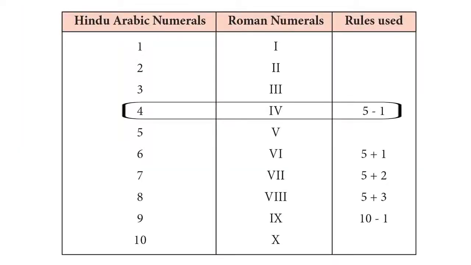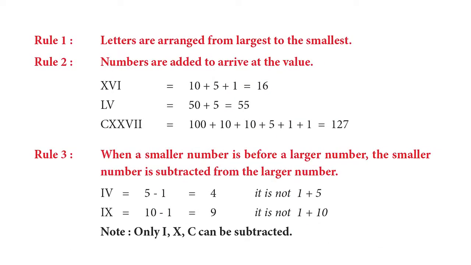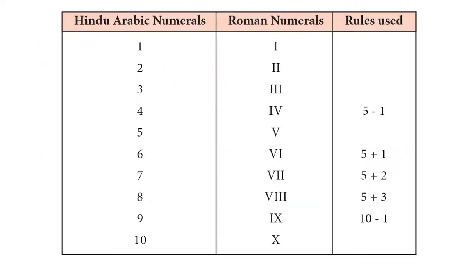1 and 5, the symbol V, which stands for 5. So now we go back to the rule number 3, which says when there is a small number before a large number, then you have to subtract it. So you can see 5 minus 1 is 4. You can see the rules also that is mentioned. Then 5 is the letter V itself. Then for 6, 5 plus 1, for 7, it is 5 plus 2 ones, and then 8, it is 5 plus 3 ones.